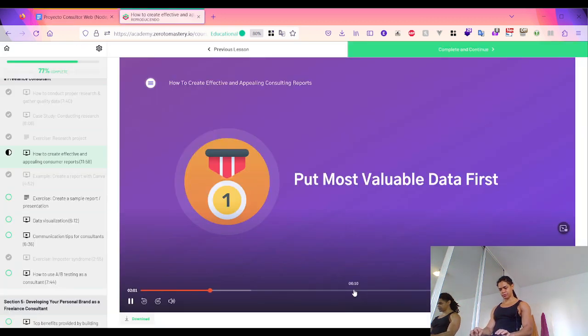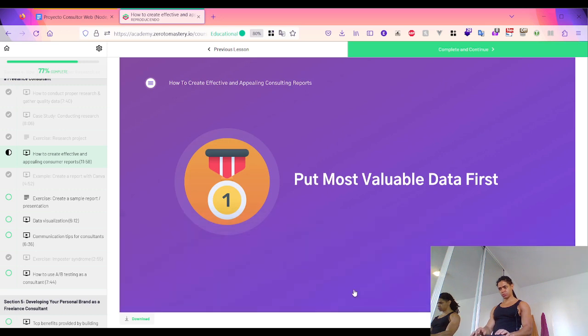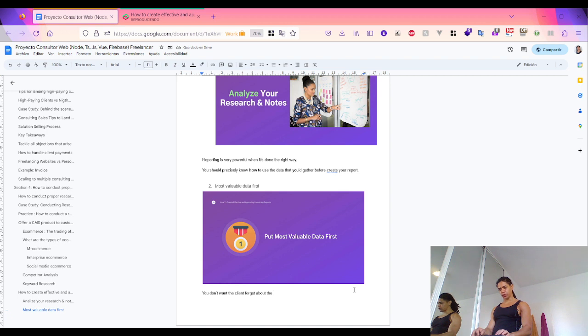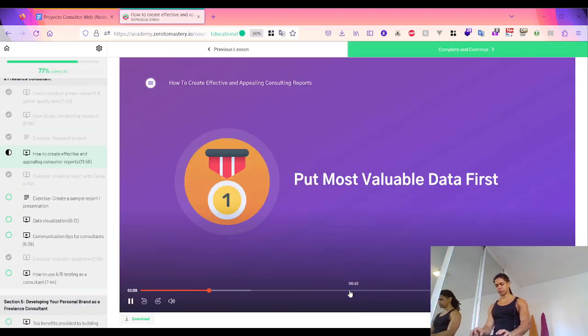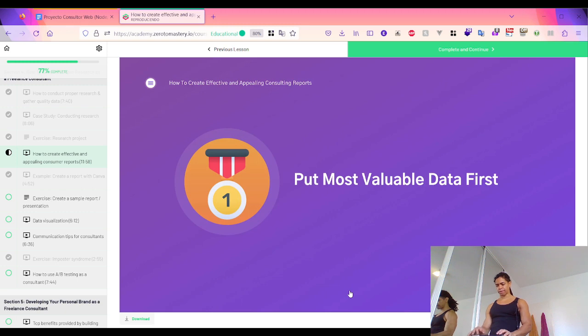With it included in the beginning, you don't want the client to forget about what the most important thing was. All of the data that is the most valuable is included in the beginning because you don't want the client to start to forget about what the most important thing was.